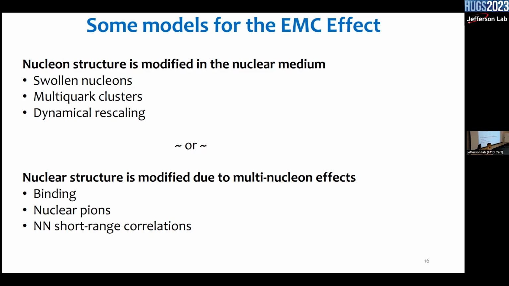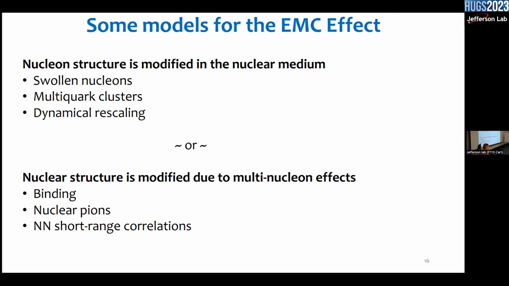But none of these things by themselves really explain that and other things. So that's the problem. And then it seems remiss if you don't include some of the multi-nucleon effects, right? So there's the binding energy and the Fermi momentum that we have to include if we're gonna explain it. There's nuclear pions, so we know that nucleons are held together by the exchange of mesons.